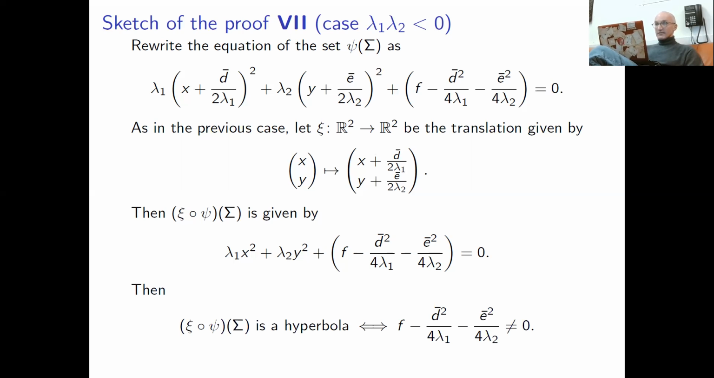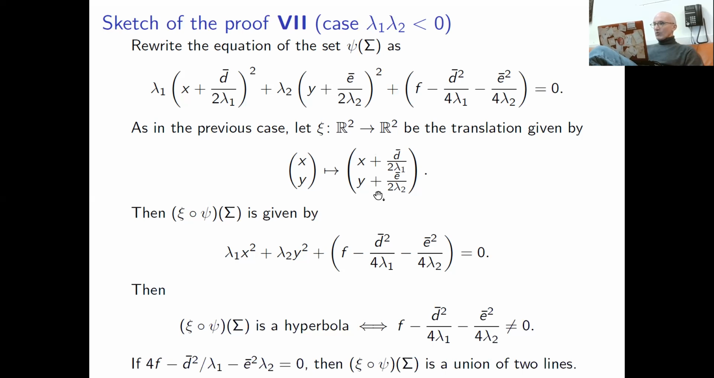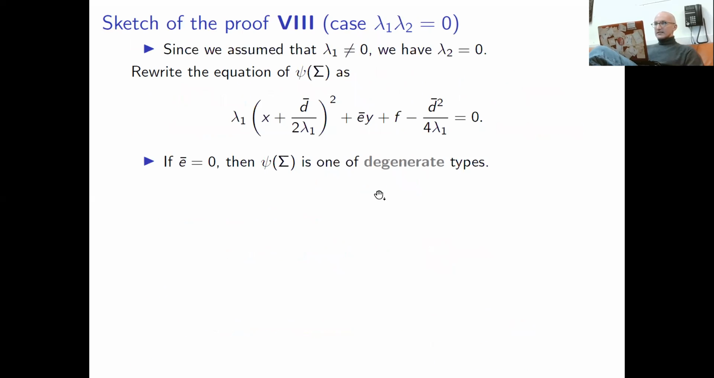And the final case, when lambda 1 times lambda 2 is 0, but by our assumption, it basically means lambda 2 is 0, because without loss of generality, we assume that lambda 1 is not 0. Okay, good. Let's consider the final case. Then we cannot complete the square because there's no quadratic in y. The y part of our polynomial equation has degree 1. But we still can complete the square of our quadratic in x, and we can simplify the equation like this.